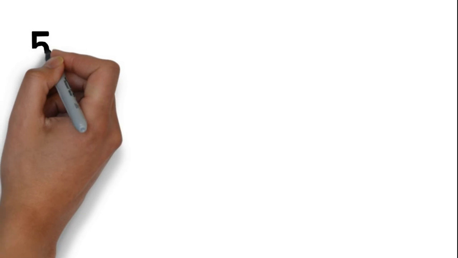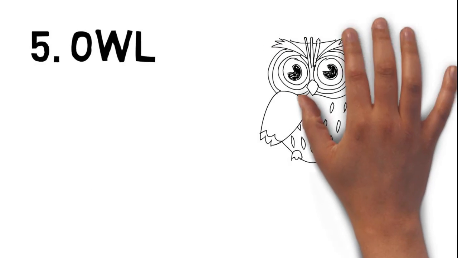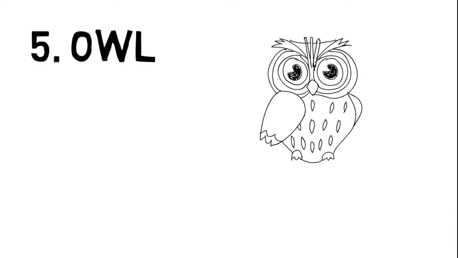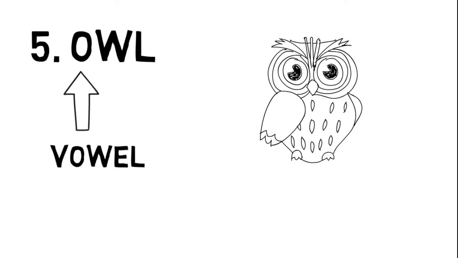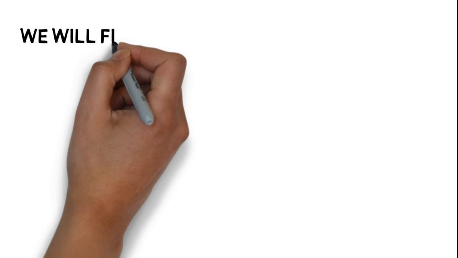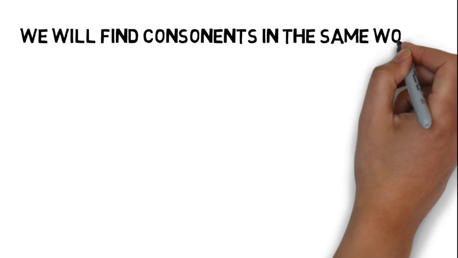Number 5. O-W-L. Now the letter O is a vowel. Now we will find the consonants in same words.